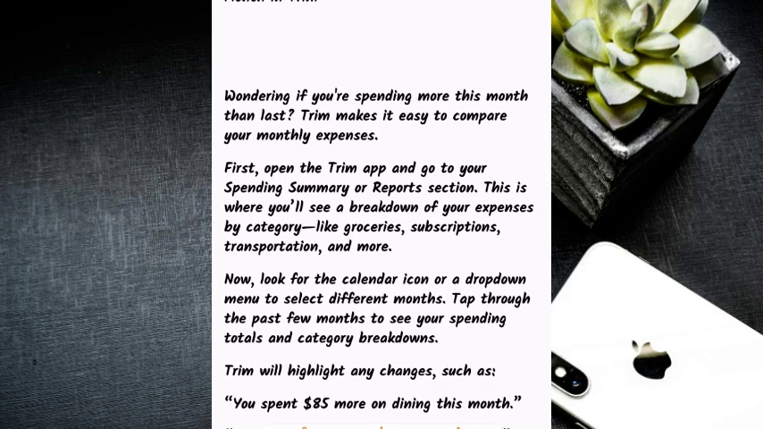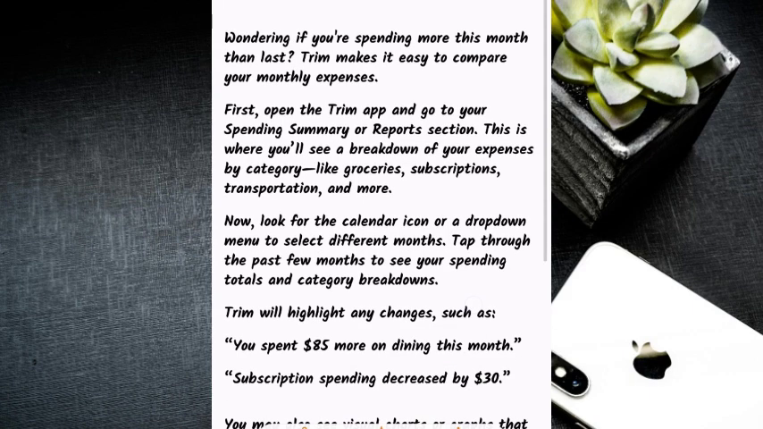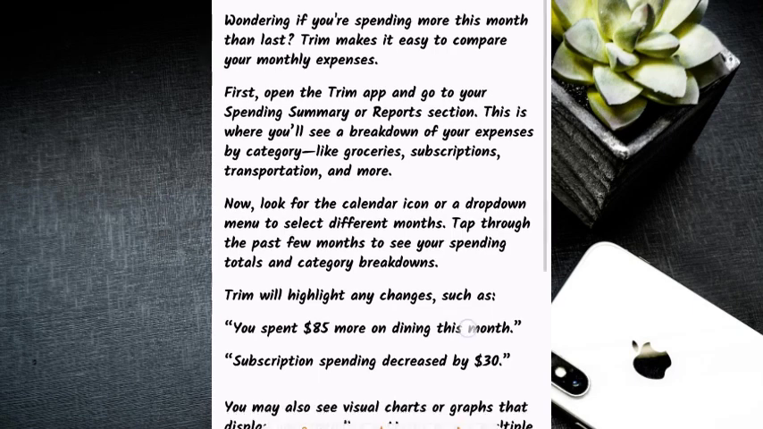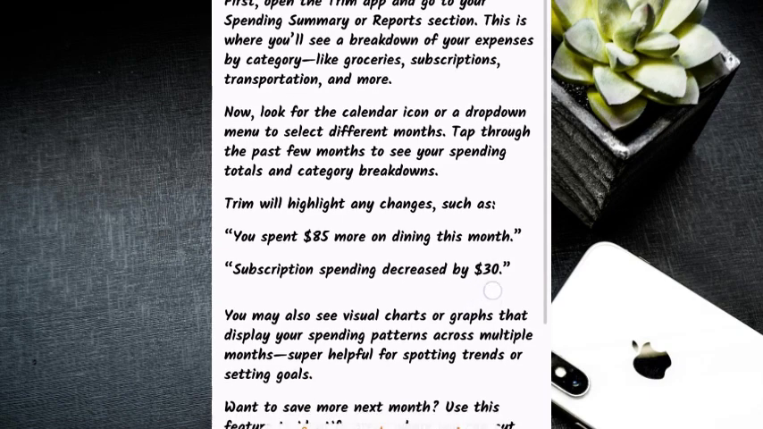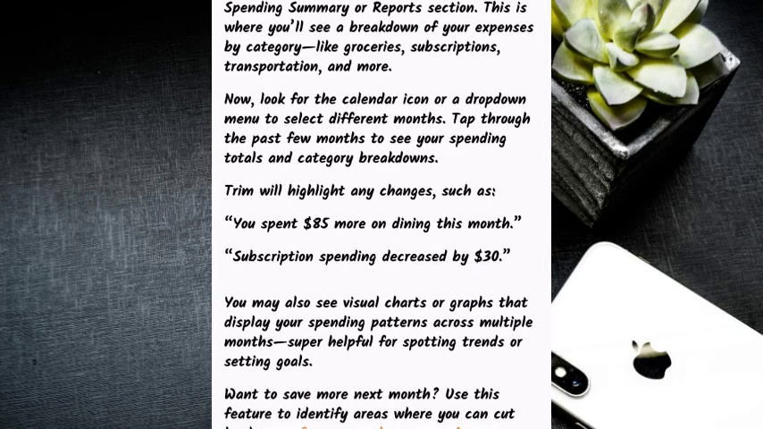Trim will highlight any changes such as you've spent $85 more on dining this month or subscription spending decreased by $30, things like that. You may also see visual charts or graphs that display your spending patterns across multiple months, which is of course super helpful for spotting trends or for setting goals.